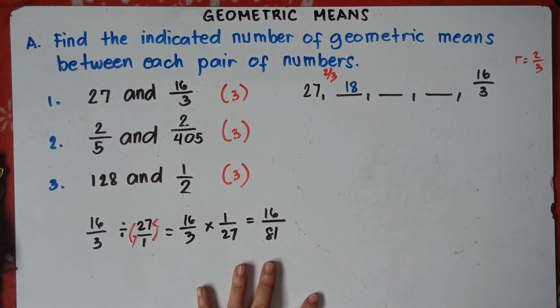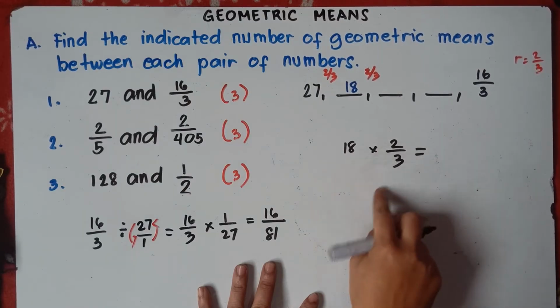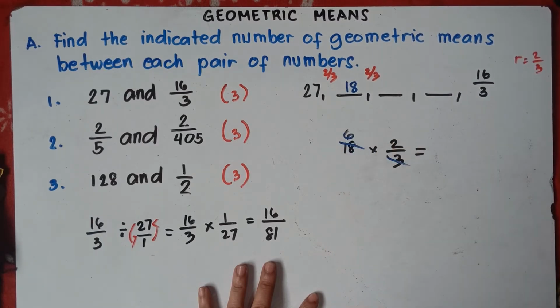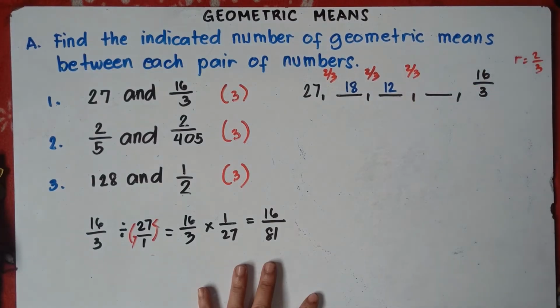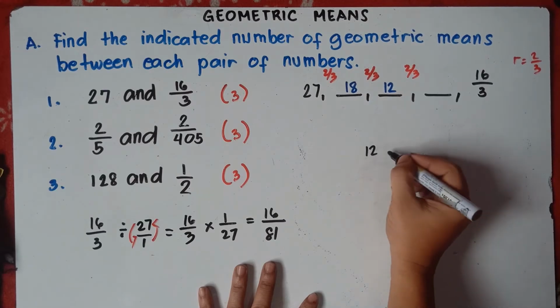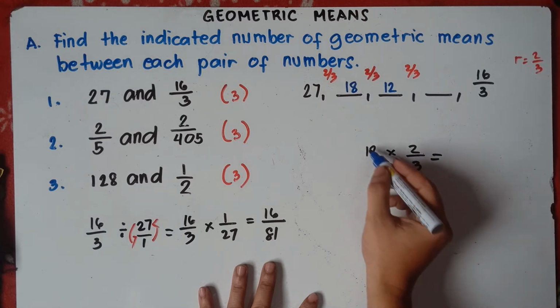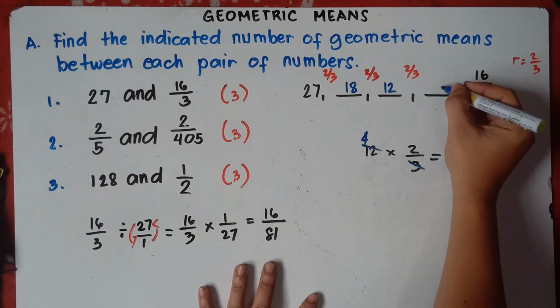So let's multiply 18 by 2 over 3, the common ratio. So 18 times 2 over 3. Can we cancel 18 and 3? Yes, we can divide by 3. 18 divided by 3 is 6. So 6 times 2 is 12. So this one will be 12. Alright, and then 12 times 2 over 3 with the common ratio. We can divide this one, right? 12 divided by 3 is 4. 4 times 2 is 8. So this will be 8.